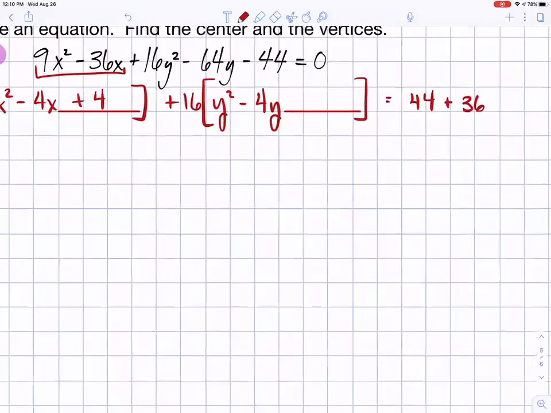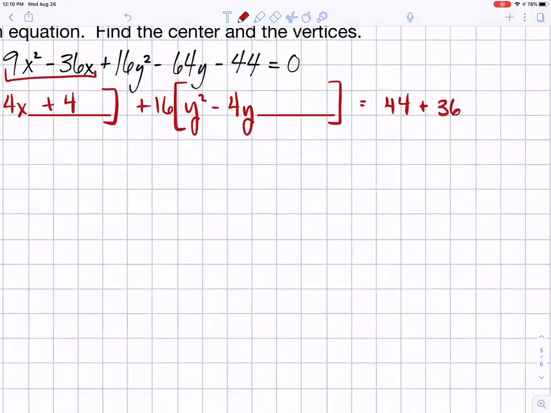This one's easy. Take half of your b, -2. What am I supposed to do with it? I'm going to add 4 to both sides, but it's really not a 4. It's actually a 64 because it's a positive 16 times my 4. This takes some practice. A lot of students leave that out, so be careful.